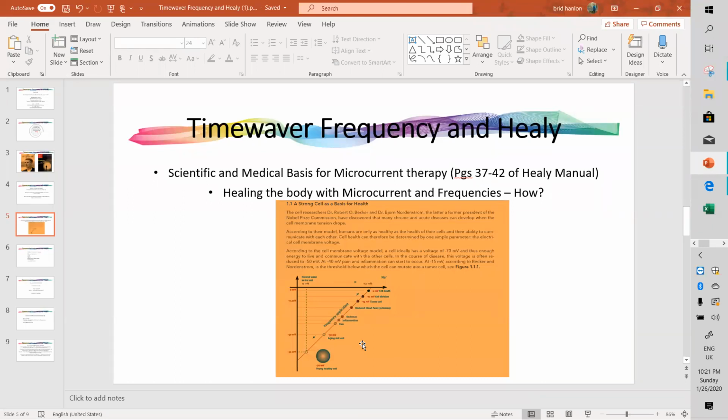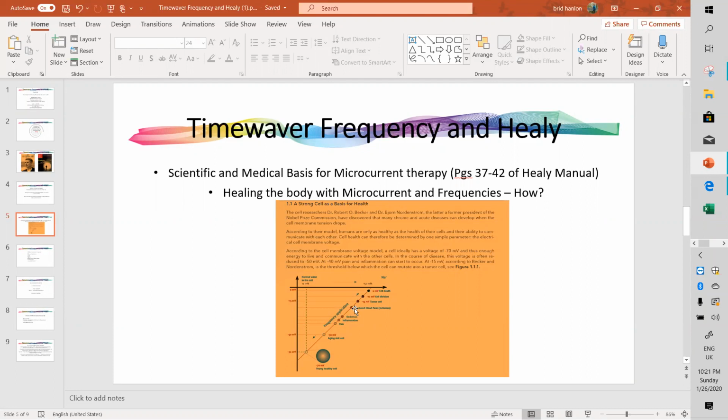But what happens, unfortunately, as people become sick, either through stress or unhealthy lifestyle, or inherited genetic reasons, is that the cell potential falls. The voltage potential across the cell membrane begins to fall. When it falls to -40, pain is experienced, inflammation.